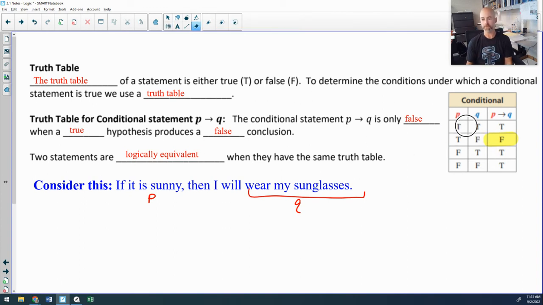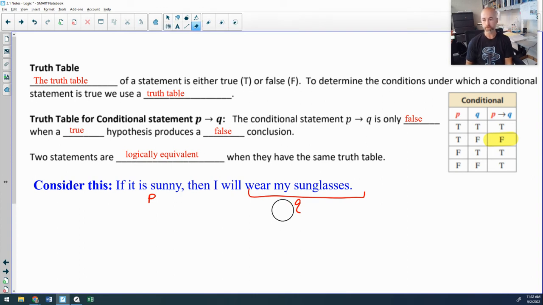But what happens if you look outside and it is sunny, but you see Carboni and he is not wearing his sunglasses? So if it's sunny and I'm not wearing my sunglasses, well, now that has shown that my original statement was a lie. I did not tell the truth when I said I will wear my sunglasses when it is sunny outside. So that would be a false statement. That has led to a disproving of the original P then Q. And so that is the one that leads to a false.